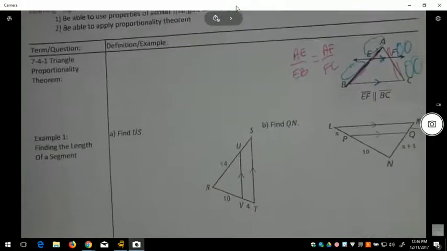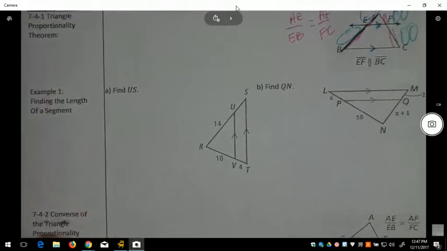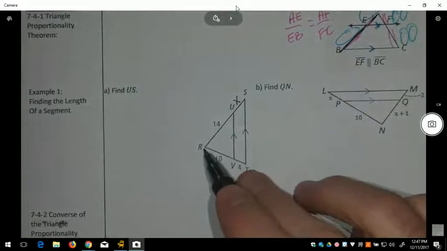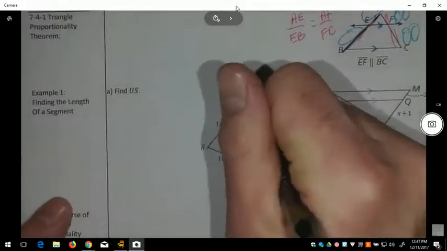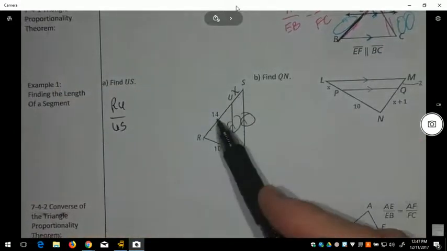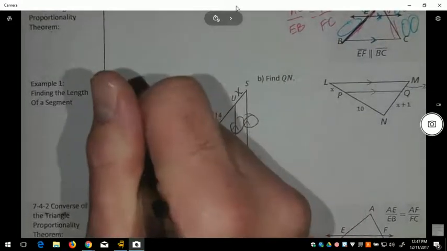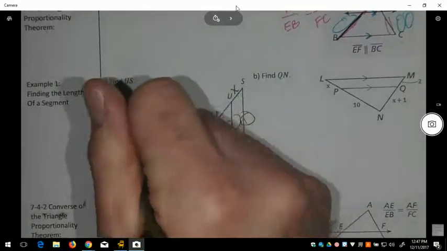All right. So using this theorem, we're asked to find the length of a line segment. In this case, we're asked to find the length of US. Well, US, we're going to call X. Now, in 7.3, we would have said RU, 14 over RS, 14 plus X. But because of these parallel lines, we can use the triangle proportionality theorem to say that RU's piece over the bottom piece of RS was split into two pieces, this piece and this piece. The piece that's closer to R over the piece that's closer to S is going to equal the piece that's closer to R on this side over the piece that's closer to T on this side.